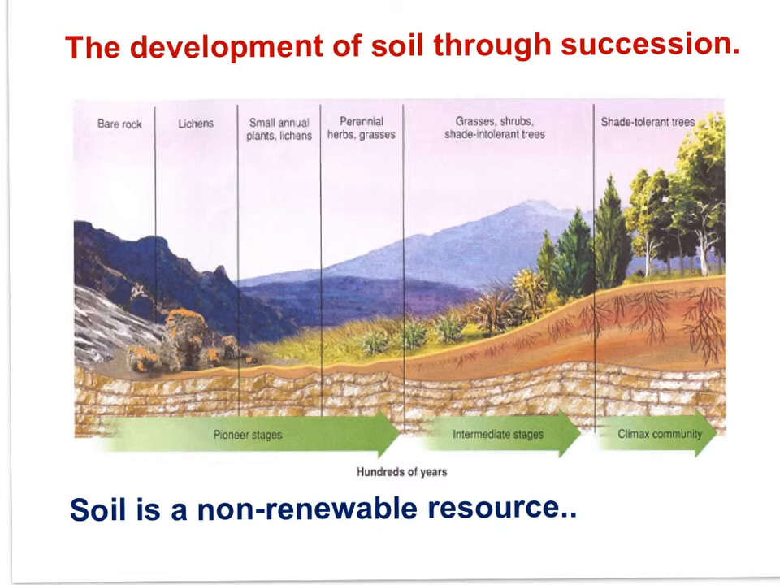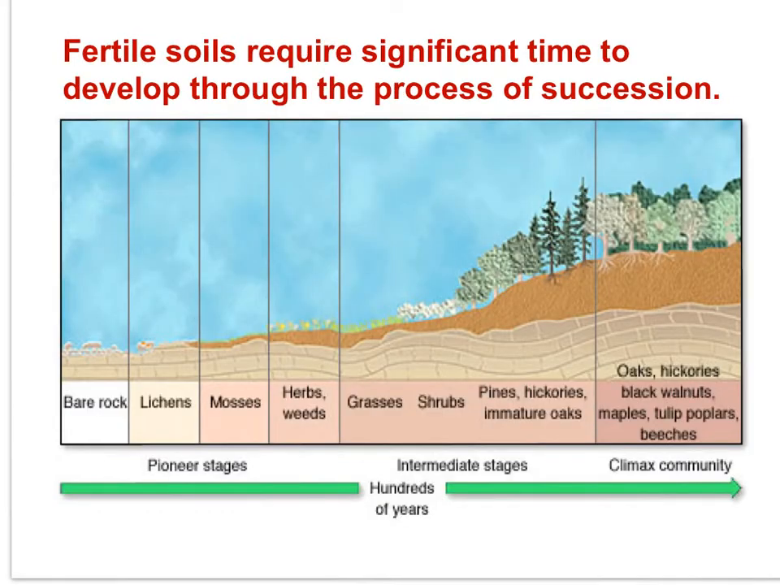Minerals, nutrients, organisms, organic matter, air, and water are all the components of soil. Over time, long periods of time, the depth of the soil thickens and it becomes more fertile. Soil is a non-renewable resource because of the time it takes to develop. Again, in this image, you can see the development of the soil over long periods of time, successional time.